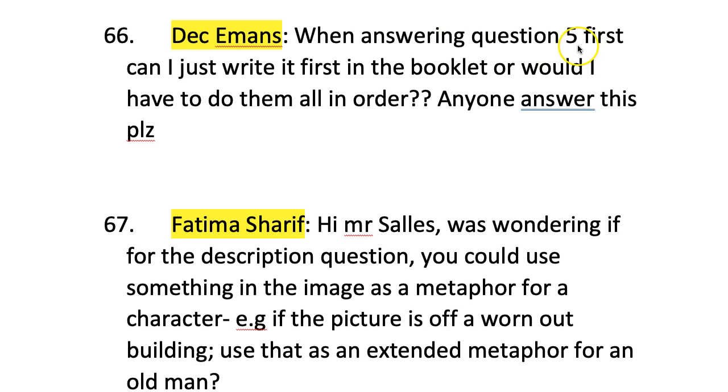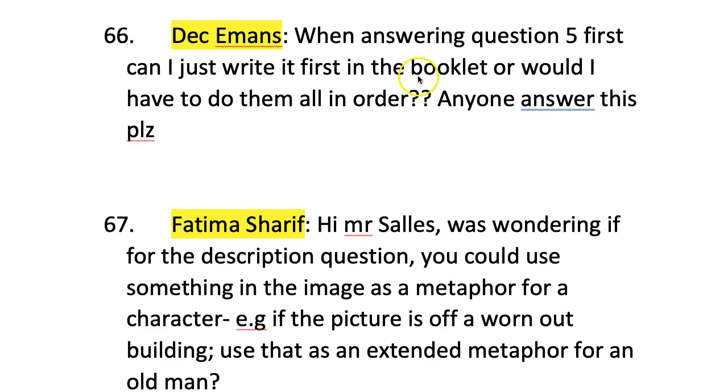But the next question is, if you do it in that order, should you just write it first in the booklet? No, you have to write it in the question five part of the booklet where you're told, answer question five here. So answer it in the part of the booklet that you're asked for. The examiner won't have a clue which question you answered first and will not care, but they will care if you put it in the wrong part of the booklet.